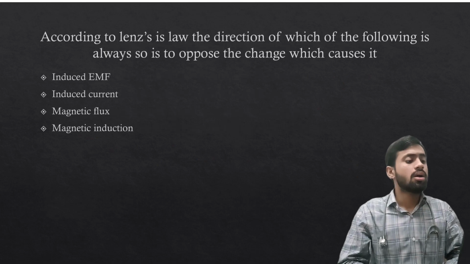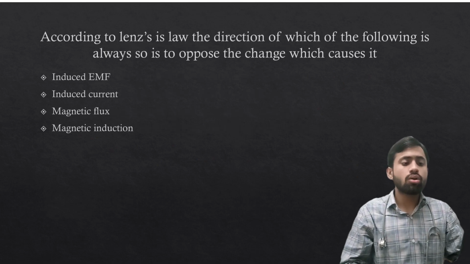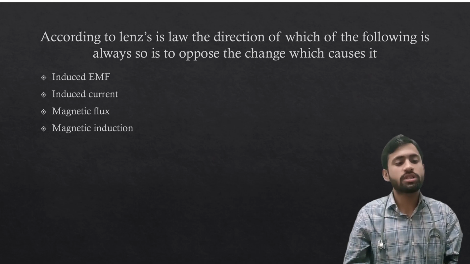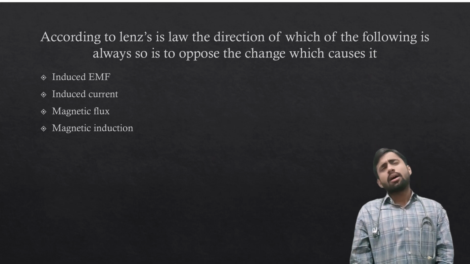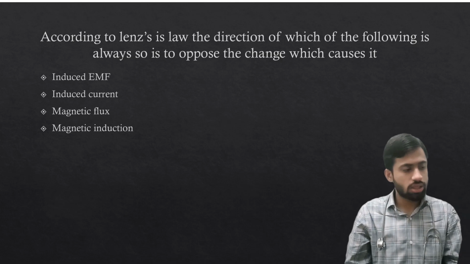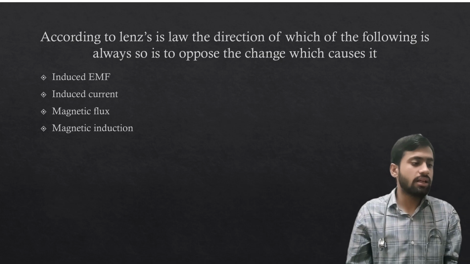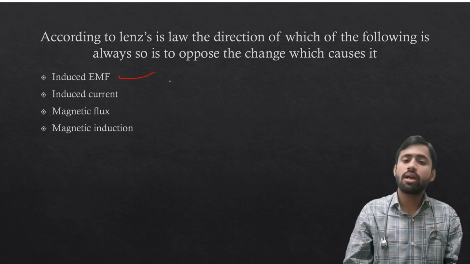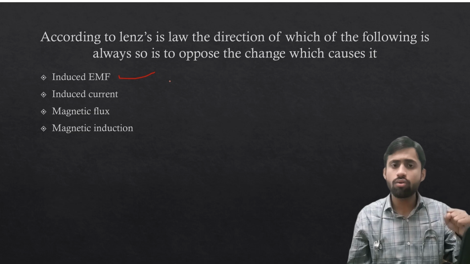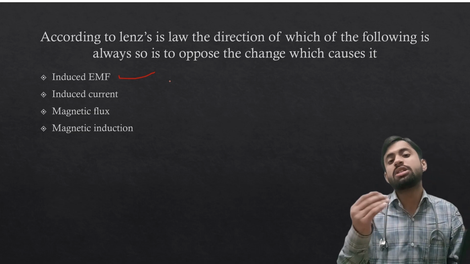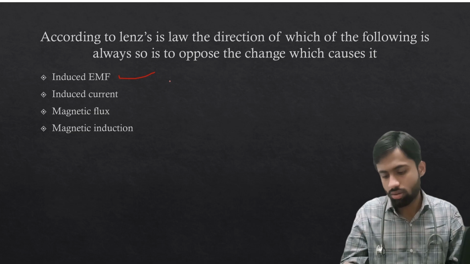Good. According to Lenz's law, the direction of which of the following is always so as to oppose the change which causes it. So basically Lenz's law explains the direction of induced EMF, where the induced EMF is produced in such a direction that it opposes the cause that causes it.